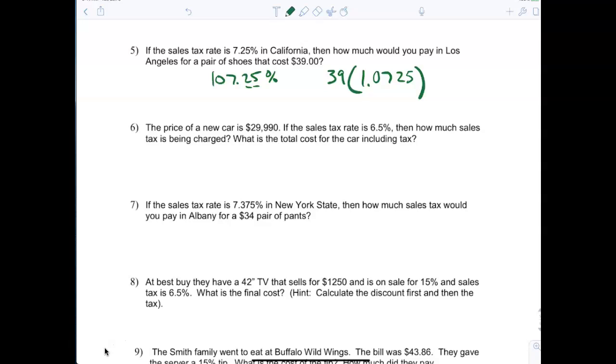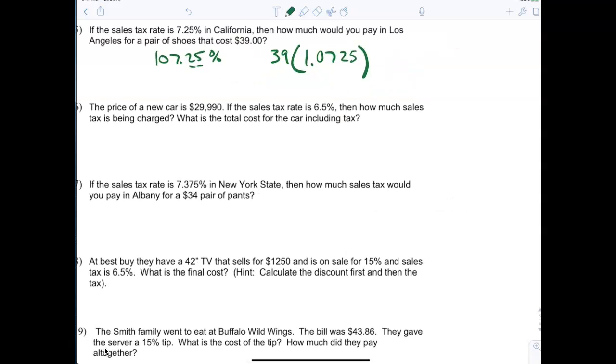You got to do that. Let's go. Remember, we're rounding to the nearest penny. Everybody make sure that you're doing that, because you're practicing rounding to the nearest penny. If you don't get it to the nearest penny, it's wrong on the test.